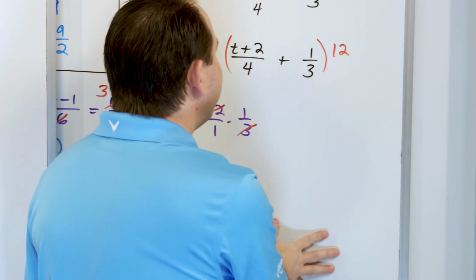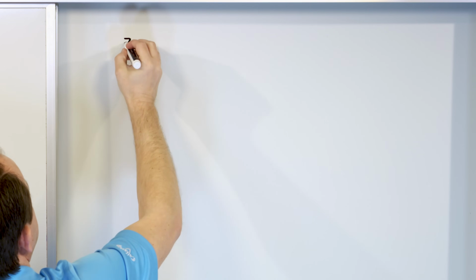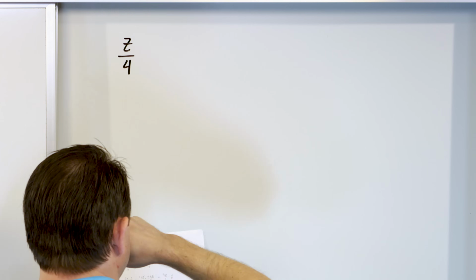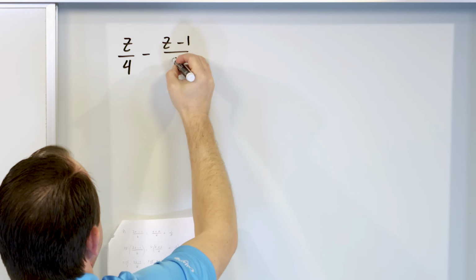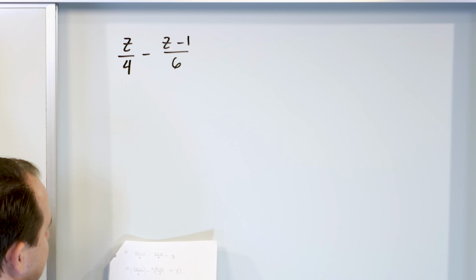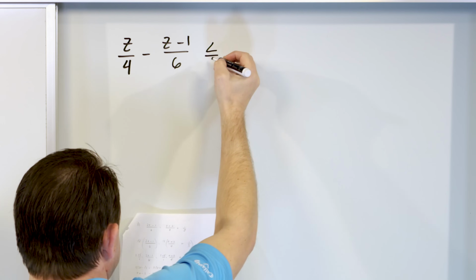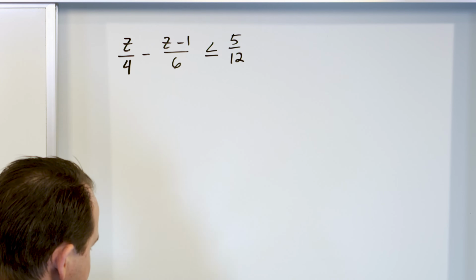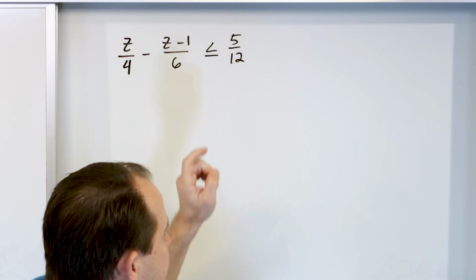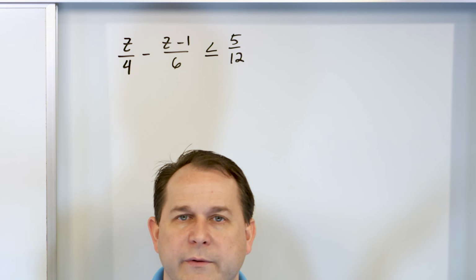All right, we have one more just to kind of bring it home, solidify things here. And that's going to go as follows. What if we have z divided by 4 minus z minus 1 over 6? Now it's not going to be an equation, it's going to be an inequality, less than or equal to 5/12. A lot of times students will look at this and they'll say, well, it's an inequality there, and then the head will explode. They'll have no idea what to do.